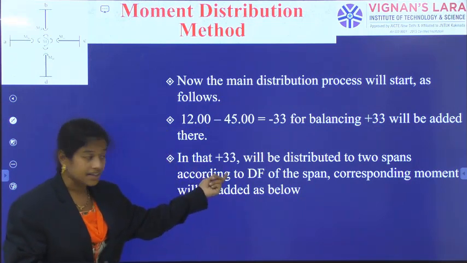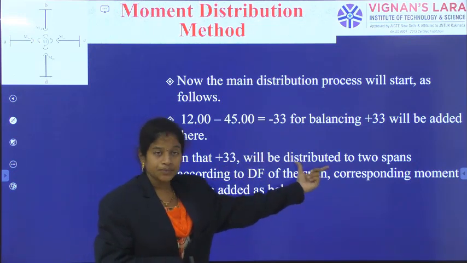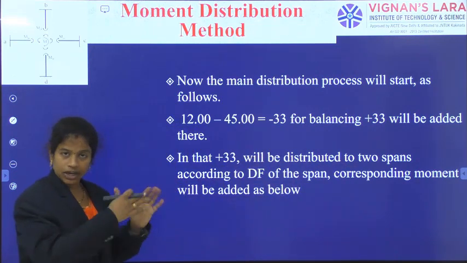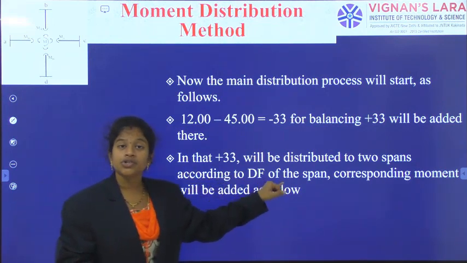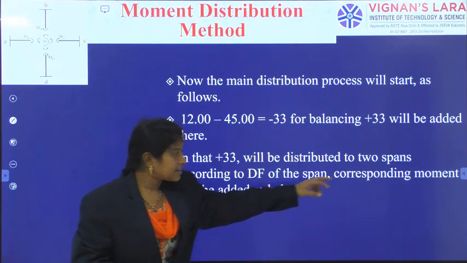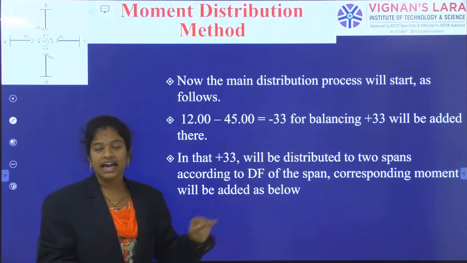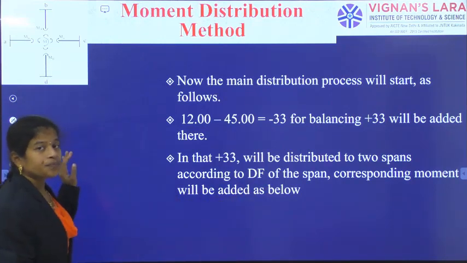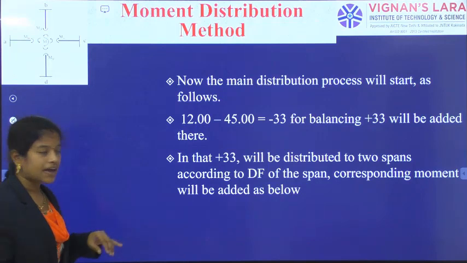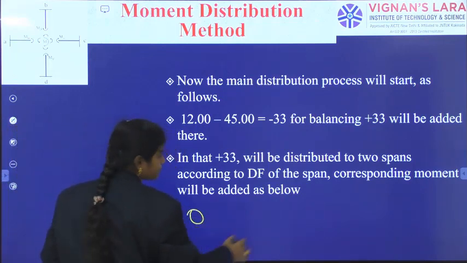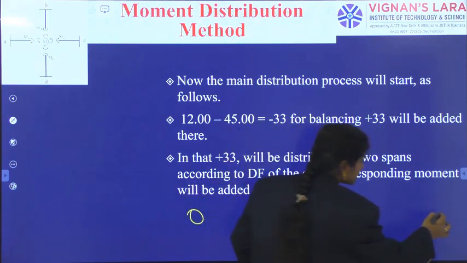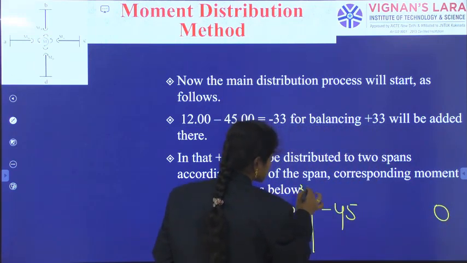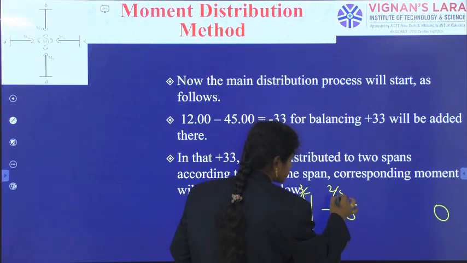Okay, that 33 will be distributed to two spans, and according to the distribution factor of each span, the corresponding moment will be added as shown below. Okay, so we have got the corresponding final moments with 0, 12, minus 45 and 0, and here we have observed it is 3 by 5, it is 2 by 5. Okay.